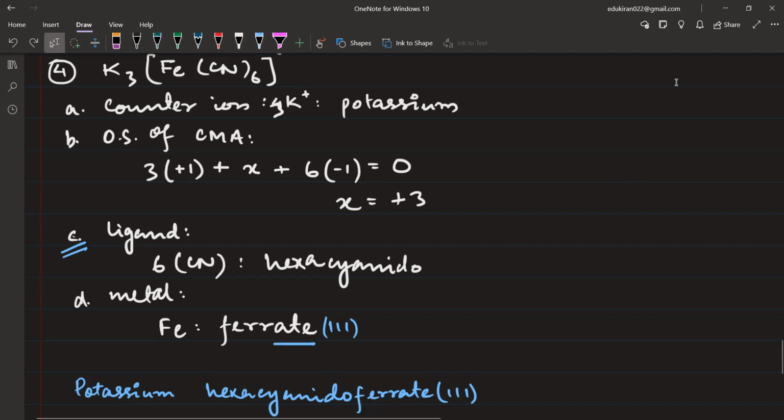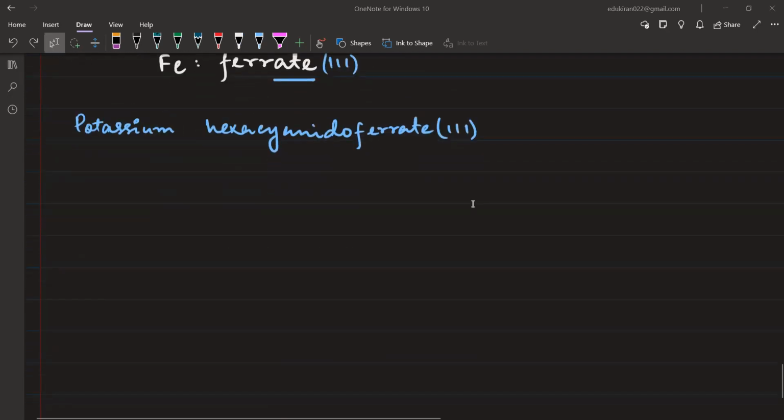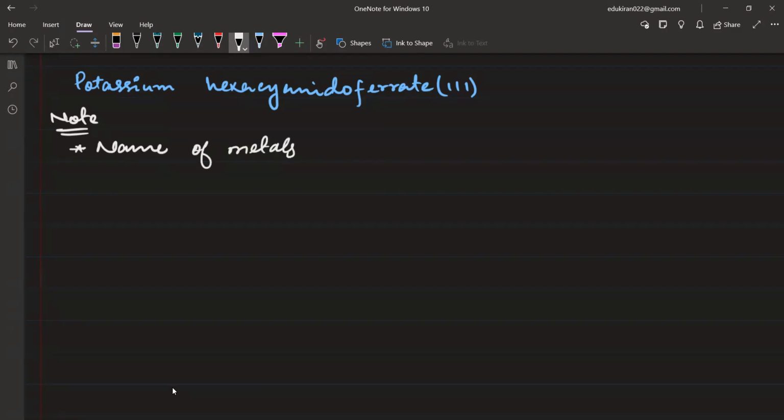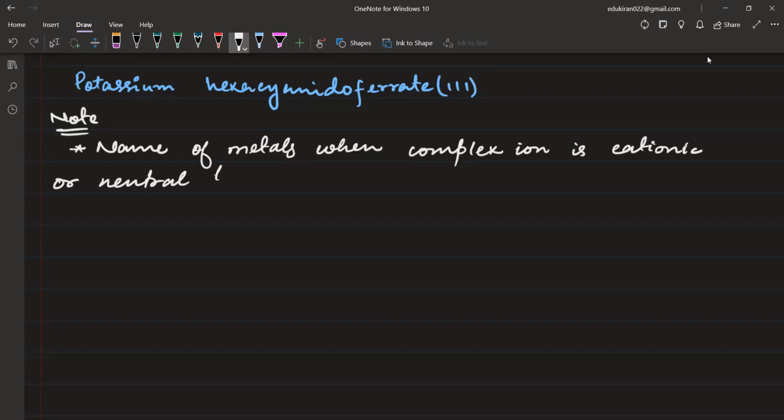Done, guys? Done, sir. Write a note. Name of metals when the complex ion is cationic or neutral is written as it is, that means unchanged.